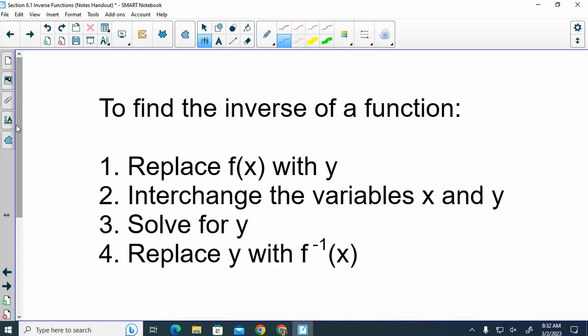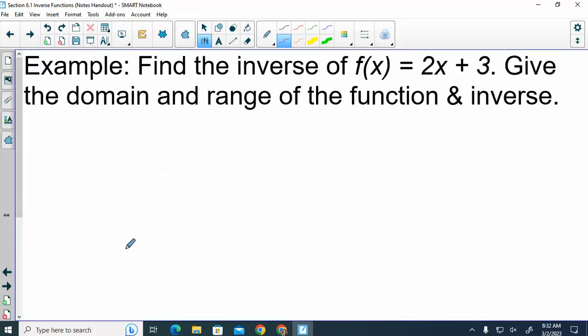So let's look at one. I want to find the inverse of this equation. So step 1, instead of f of x, I write y. Okay, second, an inverse flips the x and y. So my y becomes an x, my x becomes a y.